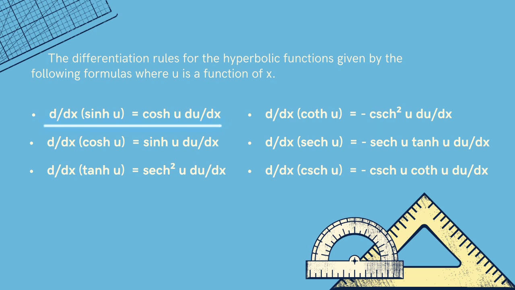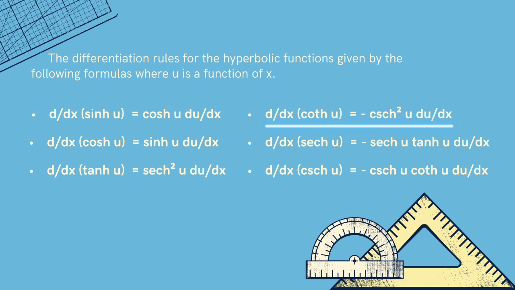So, the derivative of hyperbolic sin u is equal to hyperbolic cosine u du over dx. Then, the derivative of hyperbolic cosine u is equal to positive hyperbolic sin u du over dx. In trig, the derivative of cos u is negative sin u, but in hyperbolic functions, it is positive. Then, the derivative of hyperbolic tangent u is equal to hyperbolic secant squared u du over dx.